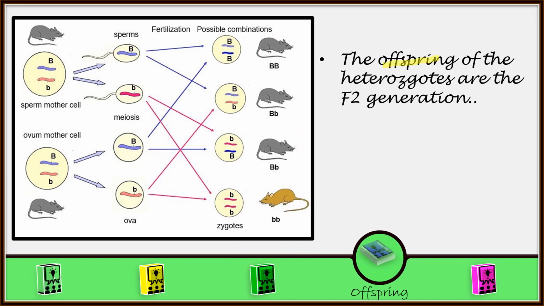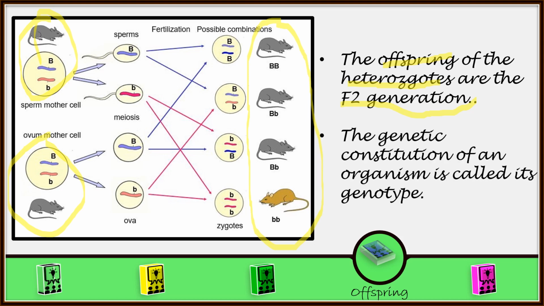The offsprings of the zygotes are the F2 generation. So these are our heterozygotes. When we cross the heterozygotes, the offsprings we get here, all these offsprings, are the ones that we call the F2 generation offsprings.